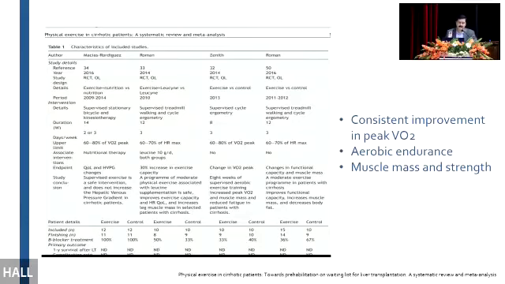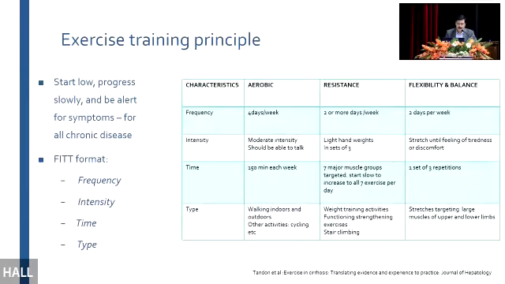A lot of trials are there. I'll just show you this meta-analysis. The crux, the bottom line, is that there is a consistent improvement with whatever exercise you suggest. The aerobic endurance improves, and muscle mass and strength also improve. How do you tell them to do exercise? It has to be slow, progress slowly, and this is the FIT principle which can be used in the patients. Aerobic, resistance and flexibility exercise should be suggested to all your patients, and this has to be gradual, increased over a period of time.